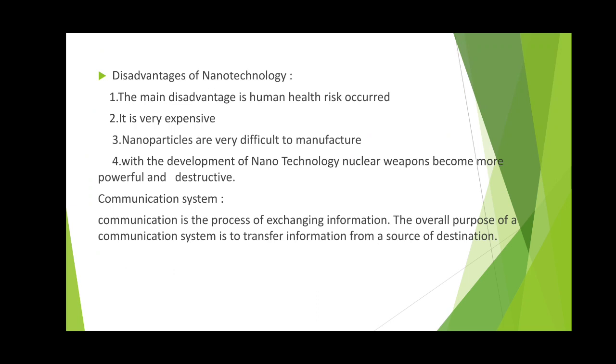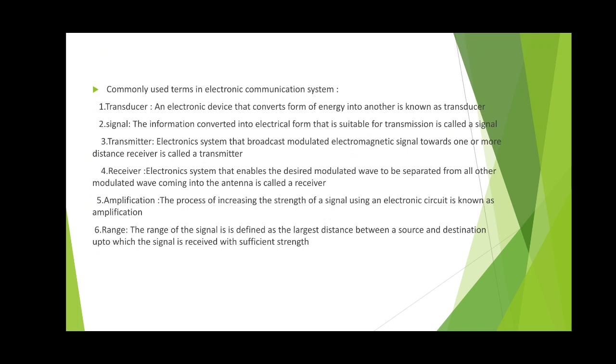So today in your electronics, you have one subject, communication system. Some of them are old communication, some of them are advanced communication. Today we have TV communications, mobile communications, then radar communication, satellite communications. So these are all names of advanced communications. So in electronic communication, what are the different terms you are going to use? So the first one is a transducer.